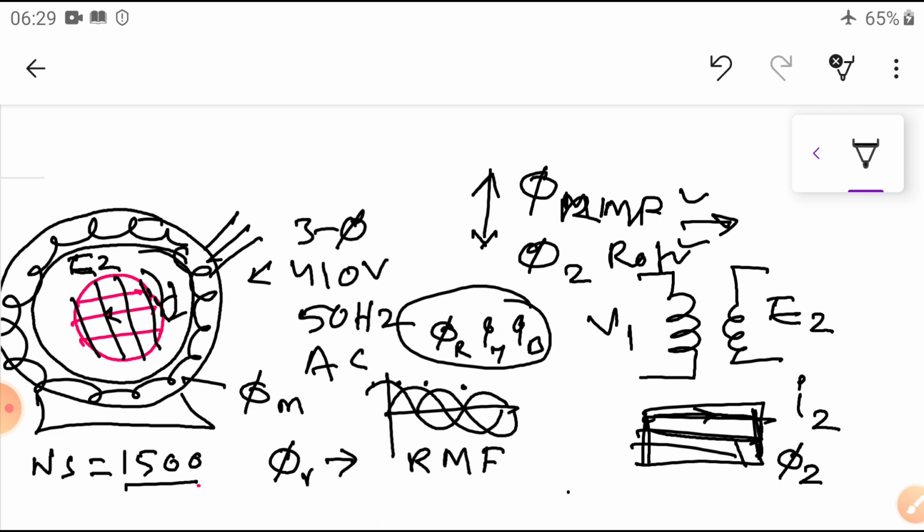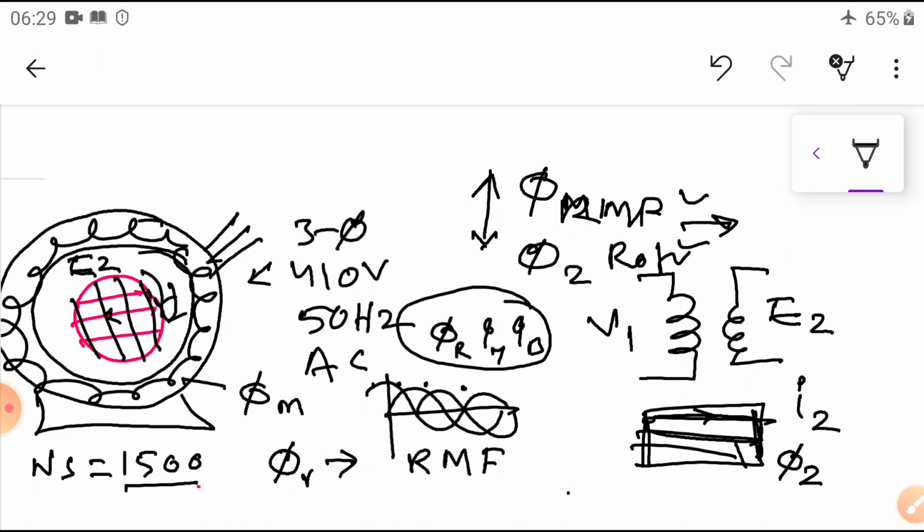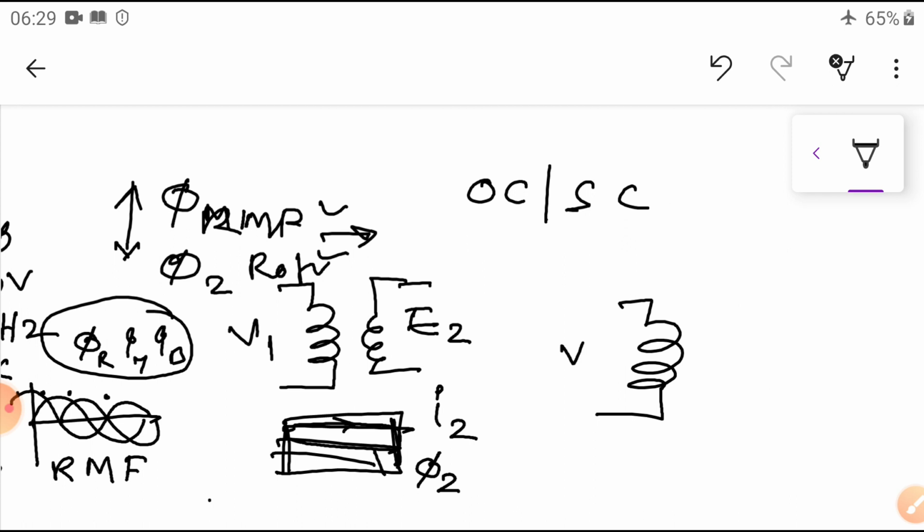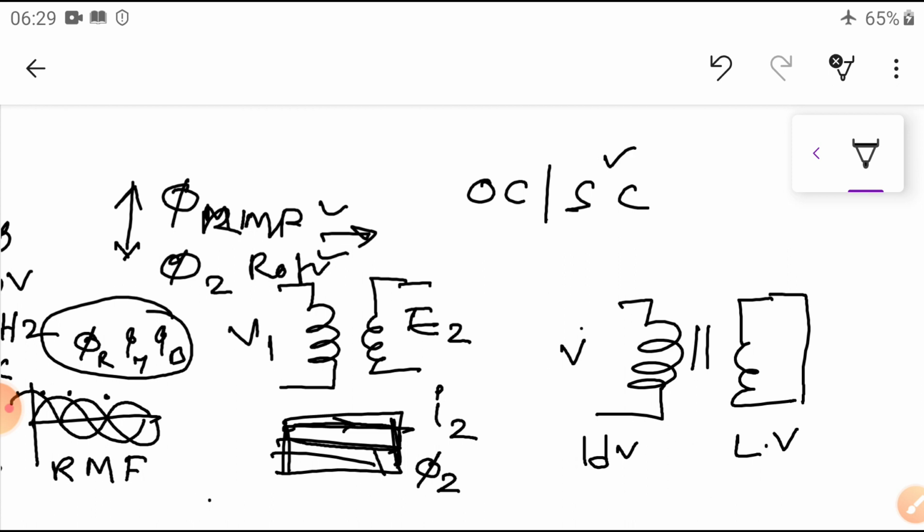At the same time, you can observe one thing. We already conducted in the transformer the OC test and SC test. In the SC test, we short circuited the secondary while the primary is given the supply. In the transformer, this is the HV side and this is the LV side. When conducting the SC test, a fraction of voltage, 20 to 30% of voltage, is enough to flow the rated current in the primary.